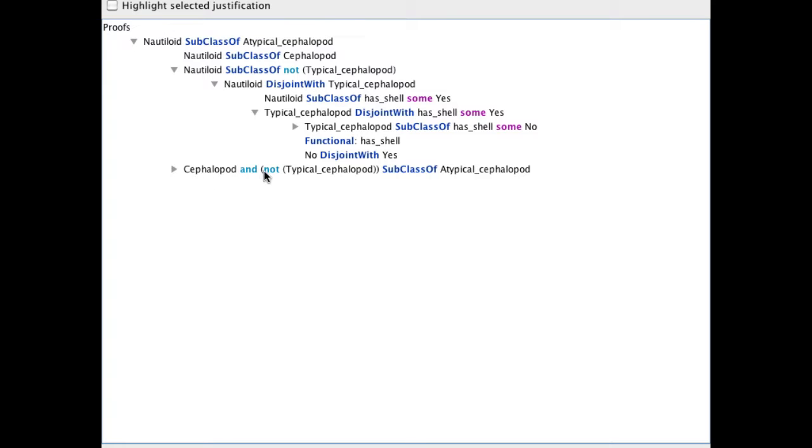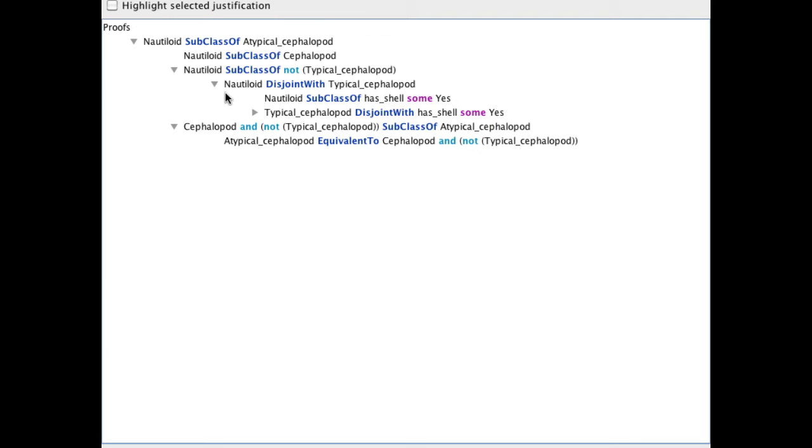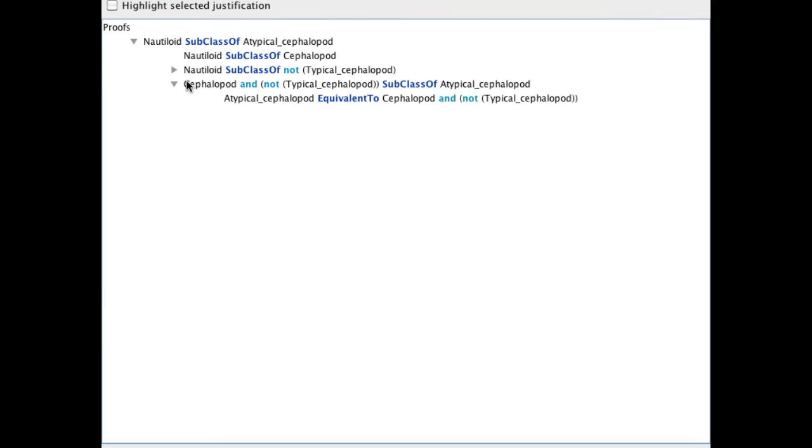And why is anything that's a cephalopod and not a typical cephalopod an atypical cephalopod? Well, there's just one axiom in our ontology that's been asserted: atypical cephalopod is equivalent to cephalopod and not typical cephalopod. So our asserted axioms entail these lemmas, and together these lemmas entail the entailment of interest. That's what our justification was for: Nautiloid is a subclass of atypical cephalopod.